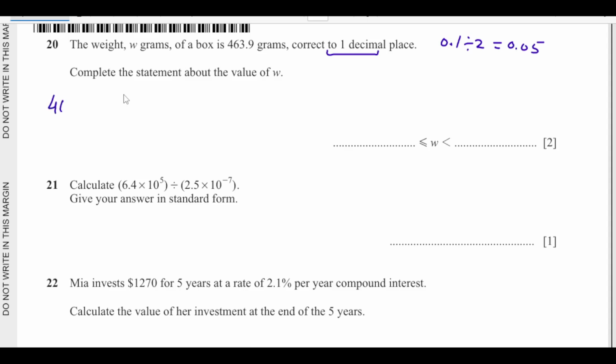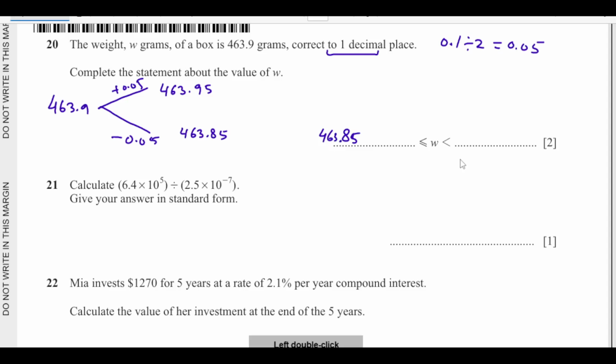So this is 463.9. For the upper limit we add 0.05, for the lower limit we subtract 0.05. So this will be 463.95, and this is going to be 463.85. So that's what we are going to write here: 463.85 is less than or equal to W, which is less than 463.95.